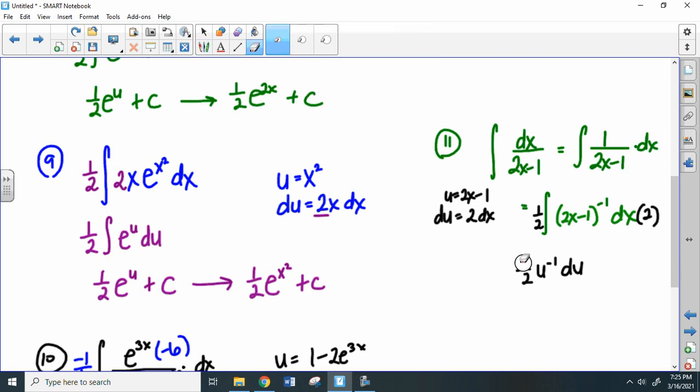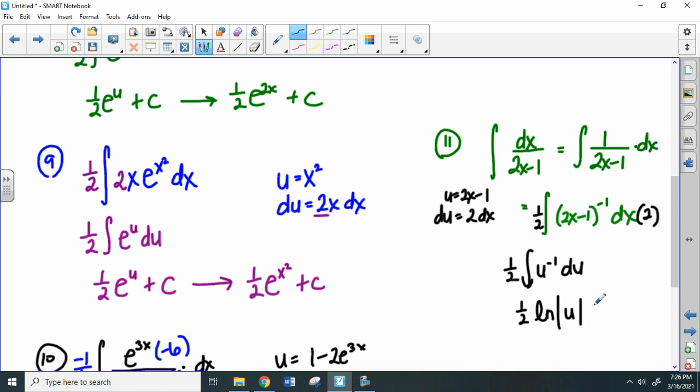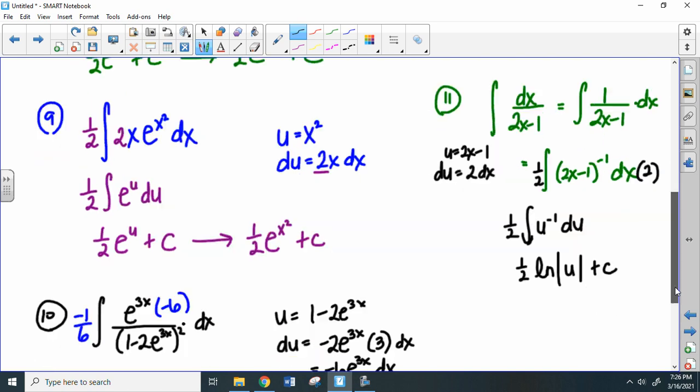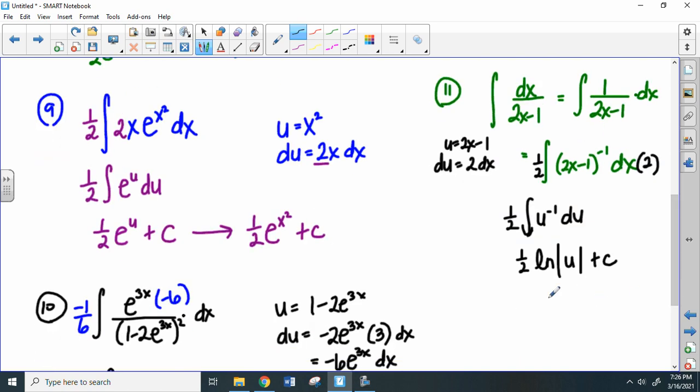Leave room for the integral symbol because I haven't actually integrated yet. That's important. All right, so then how do you integrate u to the -1 du? Well, hopefully you remember that that is the natural log of the absolute value of u. It is important that you remember those absolute values. Plus c, and then you finish by plugging in u.